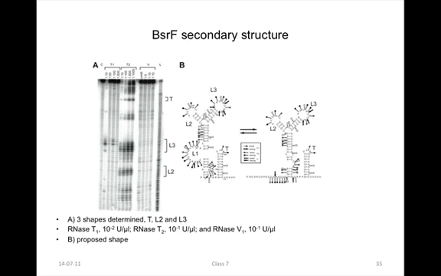The next thing they try to do is figure out its secondary structure using different RNases, and these three different RNases help determine the kind of structure you can get, what kind of loops you can get. They found three different structures by doing this experiment, and that comes up with this model.